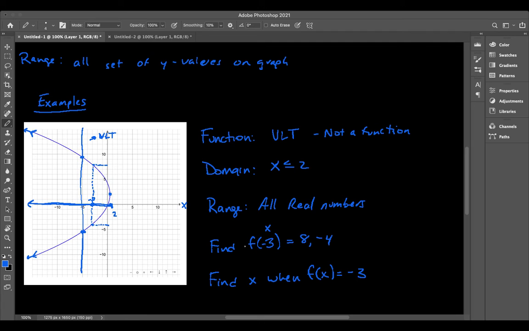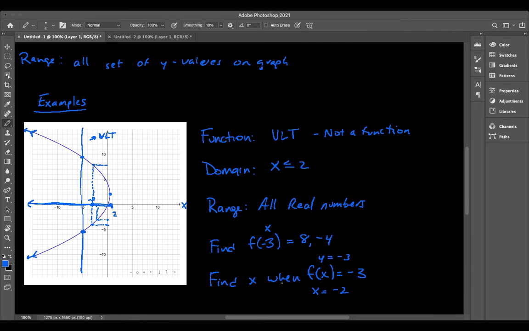Okay, the next question is find x when f of x is equal to -3. Remember what f of x means: that just means y is equal to -3. So wherever y is equal to -3, at this point right here, what is the value of x? I'll make a little dotted point. Here's the point right here. Where does it cross the x-axis? If we look at it, 1, 2, so that's 2. So x would be -2, and that would be the answer to that question.